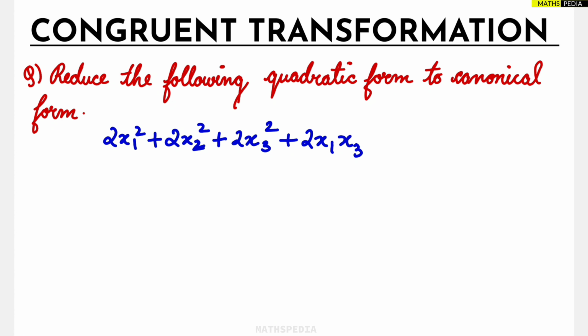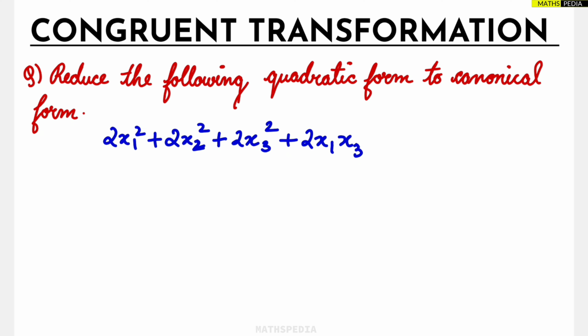So in this video, we are going to learn one new concept. It is basically the congruent transformation. So we have to reduce the following quadratic form, which is given over here, to canonical form. So what is the procedure using the congruent transformation? That is the question, right?